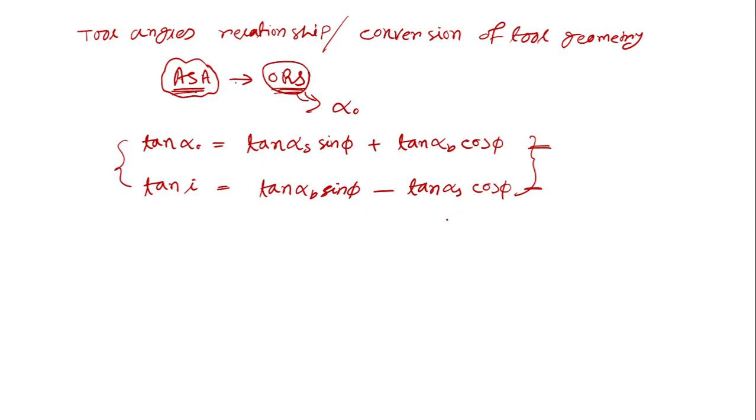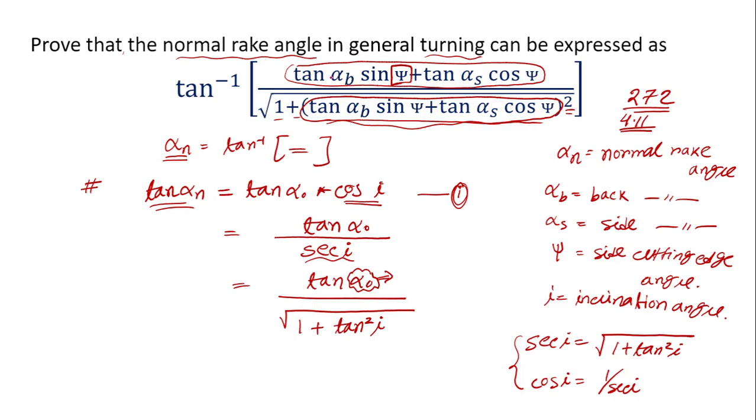So this is the thing. Now if you just check here, what is this phi? Phi is my principal cutting edge angle, correct? And alpha is already what I told: this is the side cut rake angle, back rake angle, inclination angle, and this is the orthogonal rake angle.